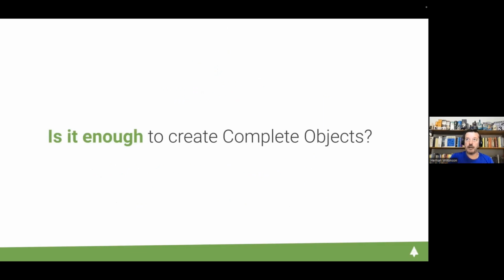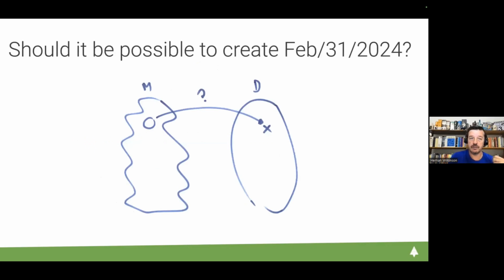I'm going to continue, and later I will read the questions because there's not enough time, ironically. So is it enough to create complete objects? Is this heuristic enough? Well, the truth is no, because what happens if we want to create February 31st, 2024? Does February 31st, 2024 exist in the Gregorian calendar? Well, you know that the answer is no. There is no February 31st. February is up to 28th or 29th, not 31st.